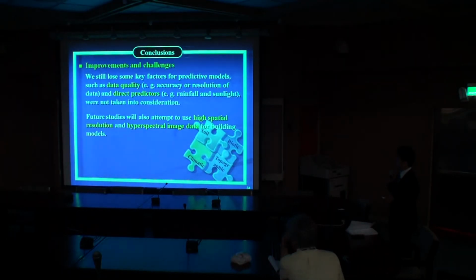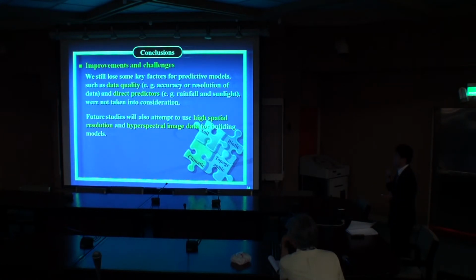So we still lack key factors for the prediction model, such as data quality, like accuracy or resolution of the data, and direct predictors like rainfall, sunlight, temperature or soil, which were not taken into consideration. So future study will also attempt to use high spatial resolution and hyperspectral image data for building the model. Thank you for your attention.